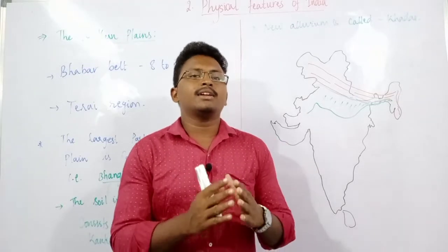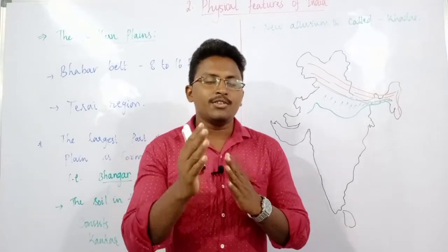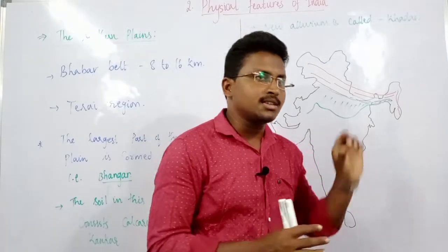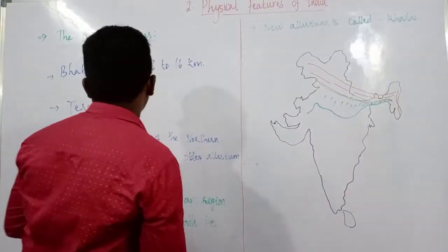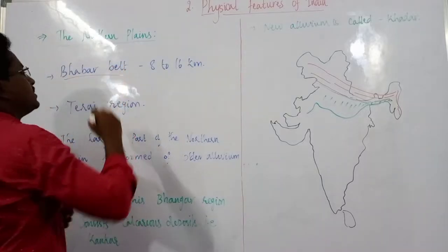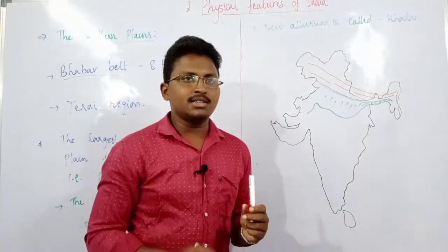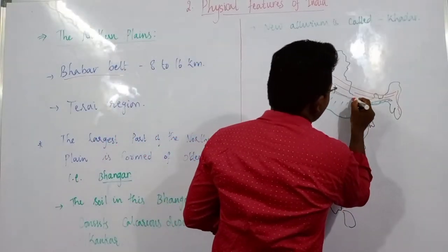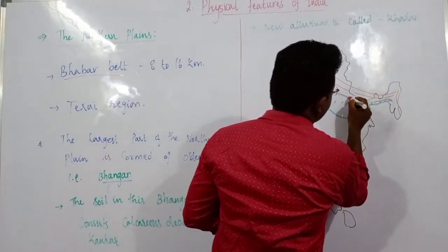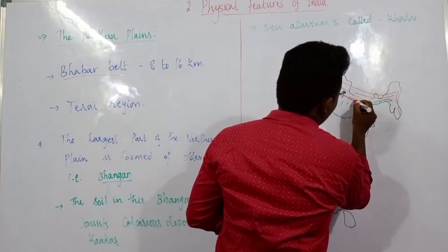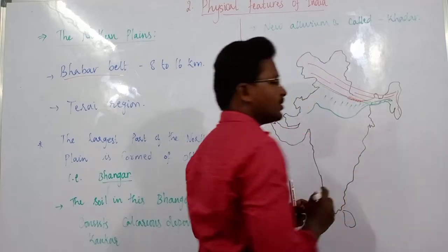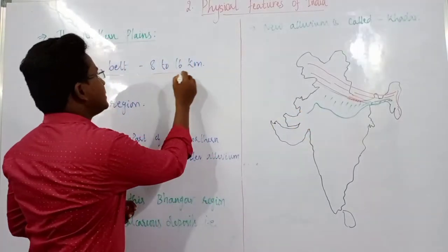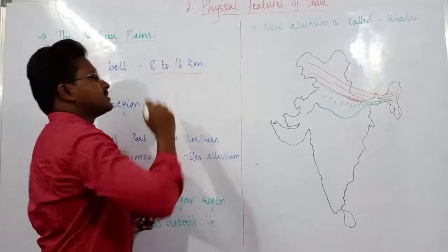We think that it is a flat surface, but one of the very important features of these northern plains is that there is some region which we call the Bhabar region or Bhabar Belt. This region is located just below the Shivaliks, covered with small pebbles. We also call this region the pebble zone, and it covers almost 8 to 16 kilometers.